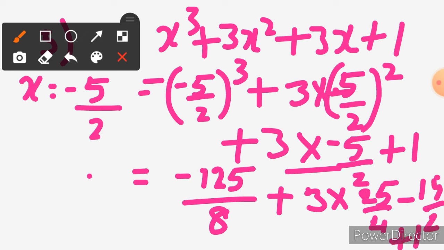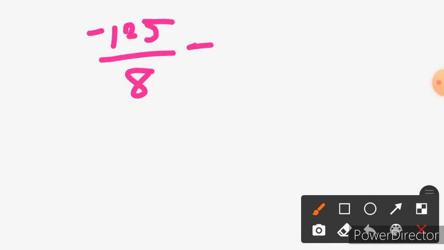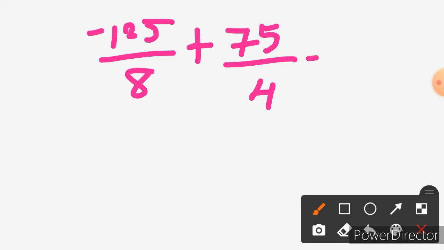Okay, continued as it is. Let me give you the next step. So I will write here minus 125 by 8 plus 3 into 25, which is 3 5s are 15, 1 is carried, 3 2s are 6 plus 1 is 7, so 75 by 4, minus 15 by 2 plus 1.